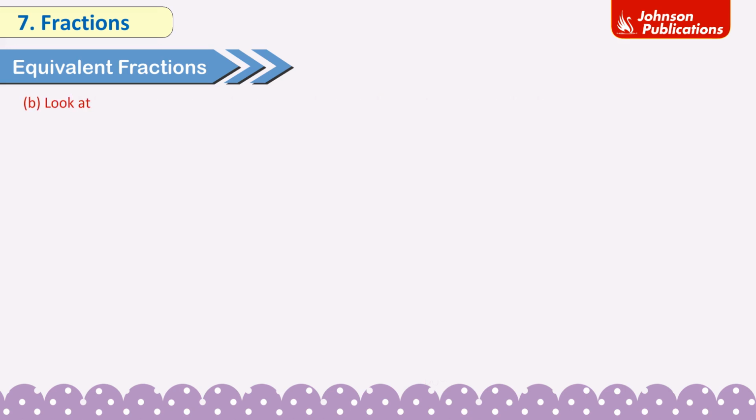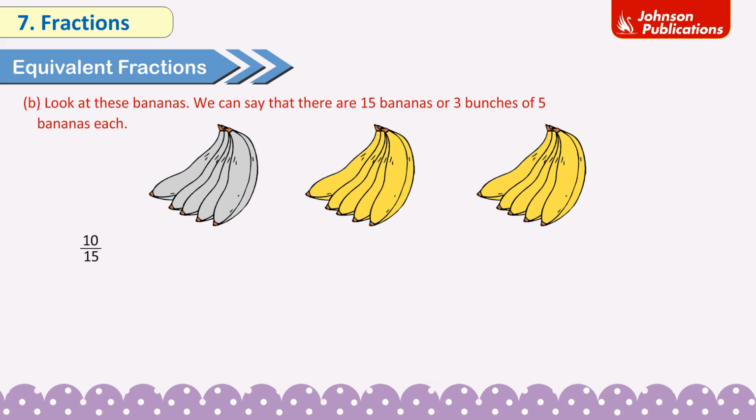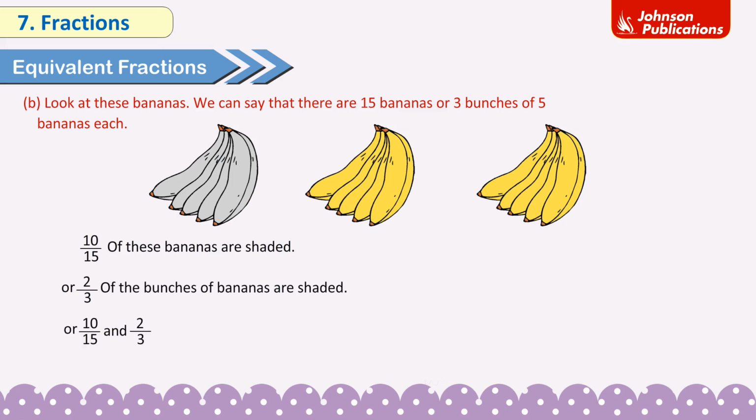B. Look at these bananas. We can say that there are 15 bananas or 3 bunches of 5 bananas each. 10/15 of these bananas are shaded, or 2/3 of the bunches of bananas are shaded. 10/15 and 2/3 refer to the same number of bananas. So, they are equivalent fractions.